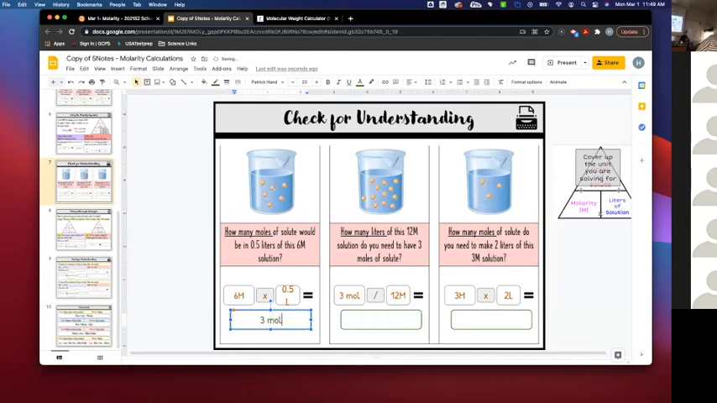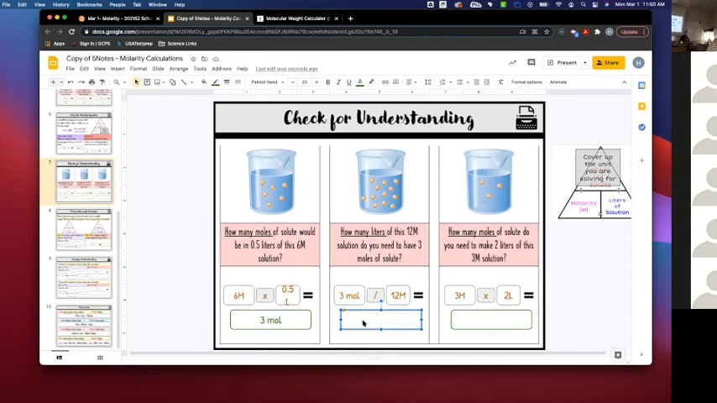Make sure your units are correct. So your answer for the first one should be 3 moles, MOL. Okay. Your answer for the second one: it does matter if the numbers are switched, and here's why.